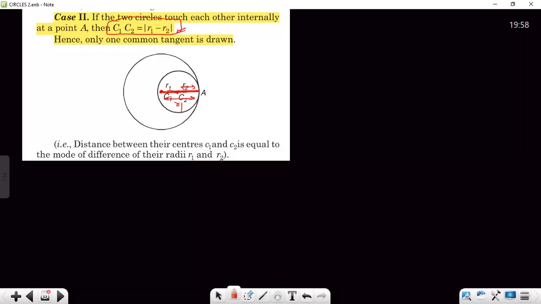And how many common tangents? There can be one common tangent. Let me show how. This is the tangent to circle 1 and circle 2. This is the tangent to both of the circles. That's why we are calling it a common tangent, which is 1 in number. This is the common tangent. Clear? Yes, sir.